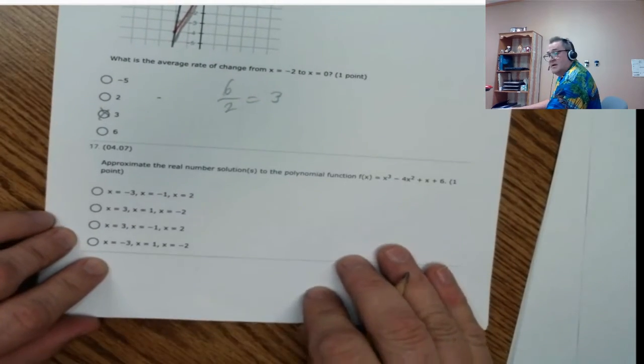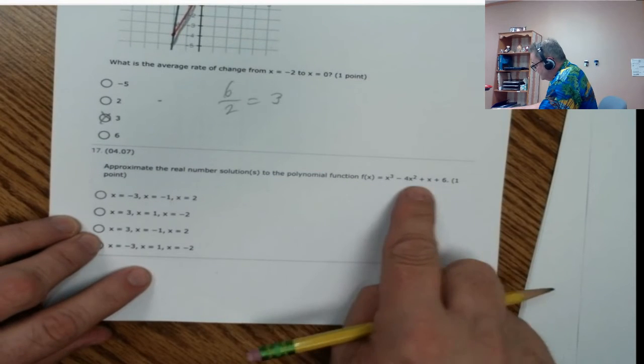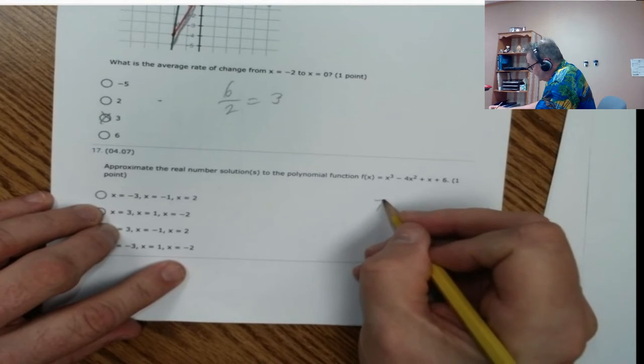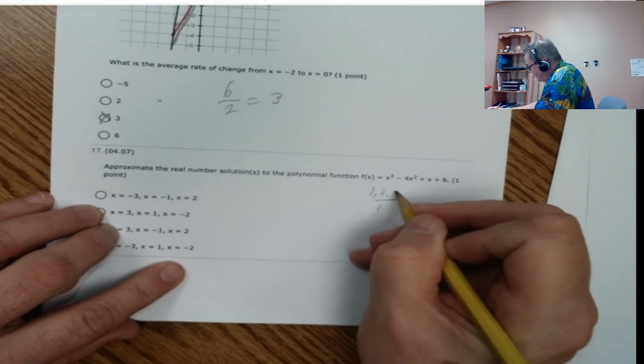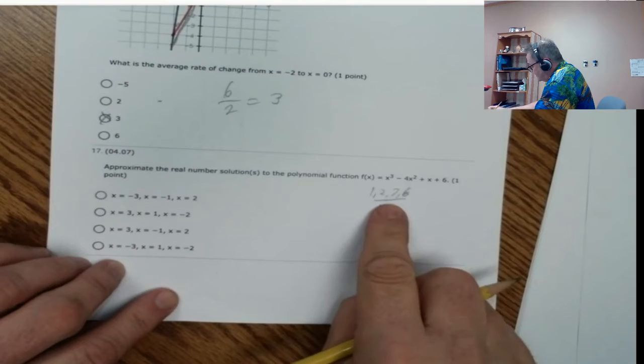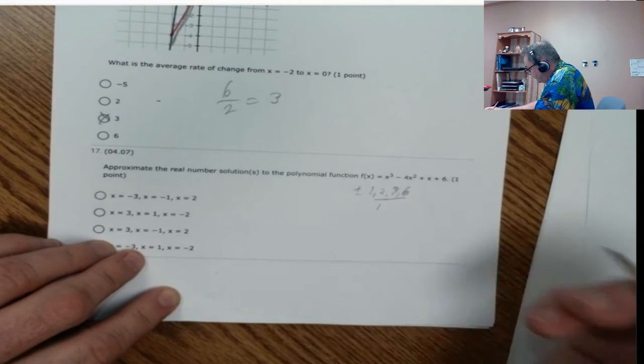Slope of 3. All right, approximate the real number solutions to this polynomial function. Okay, so we know, again, the coefficient's 1, and that's all it can be. Over here, it can be 1, 2, 3, or 6, and it can be positive or negative, any one of those, right? Plus or minus.